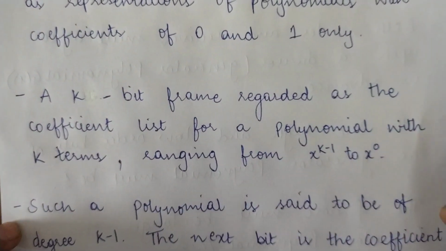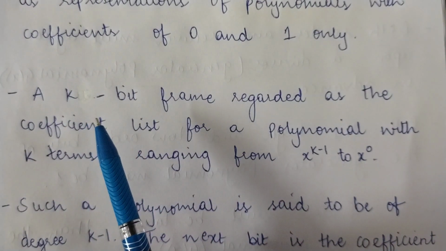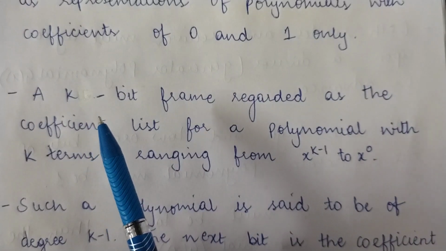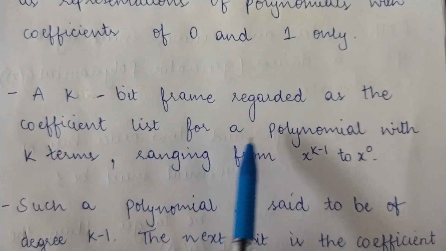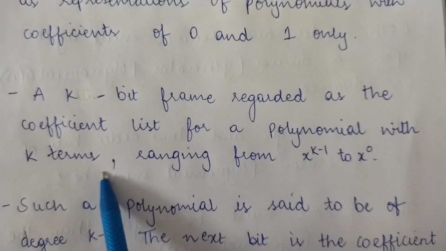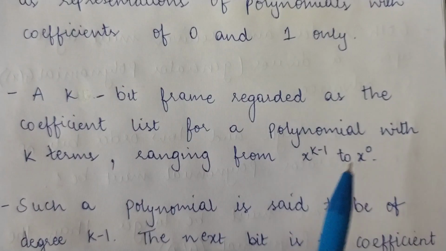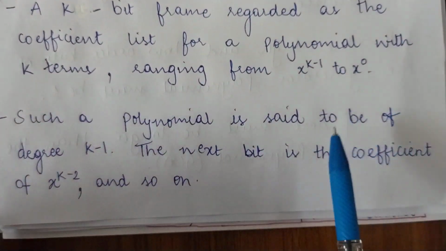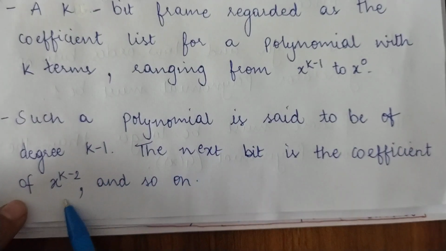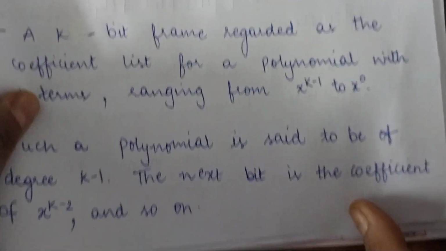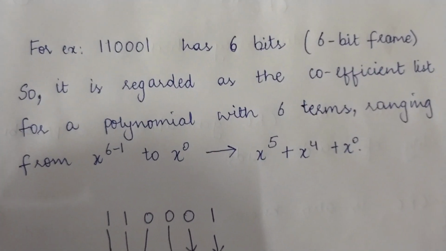Now if it is a k-bit frame, k basically signifies the size of the frame, like k could be any number like 6, 5, 4, 8, anything. So if it is a k-bit frame, then it is regarded as a coefficient list for a polynomial with k terms ranging from x to the power k minus 1 to x to the power 0. And such a polynomial is said to be of degree k minus 1. The next bit is the coefficient of x to the power k minus 2 and so on.